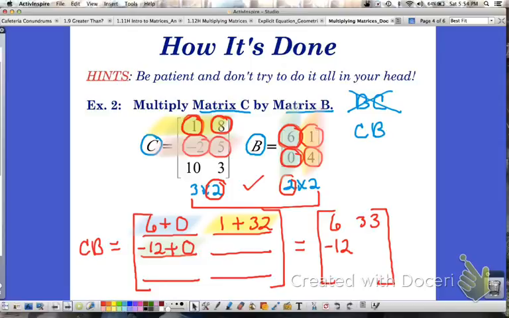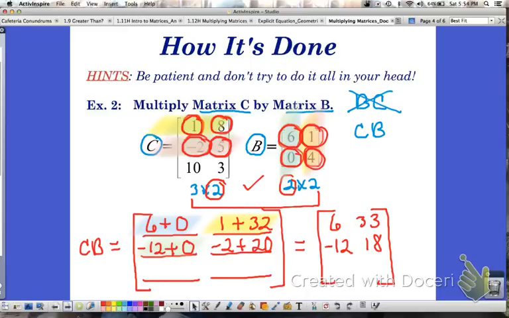Here we go. Negative 2 times 1. I know it gets messy. That's why I'm saying you have to be patient. You have to be careful. 5 times 4. The neater you are, the easier it's going to be to keep track of what you're doing. A -2 and a 20 is a +18.